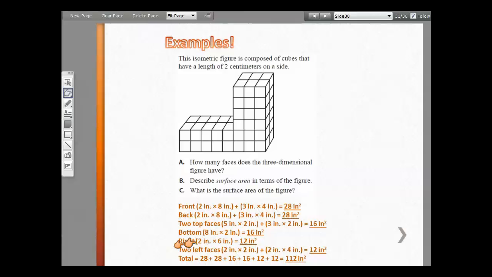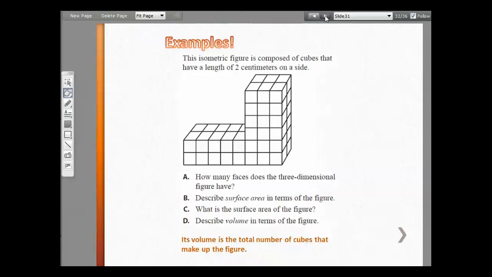Your right side is going to be 2 by 6, so you've got 2 and then 6 down. 2 times 6 is 12. You've got your two left faces. Add all those up together and you get 112 centimeters squared. Okay, we answered what is the surface area.